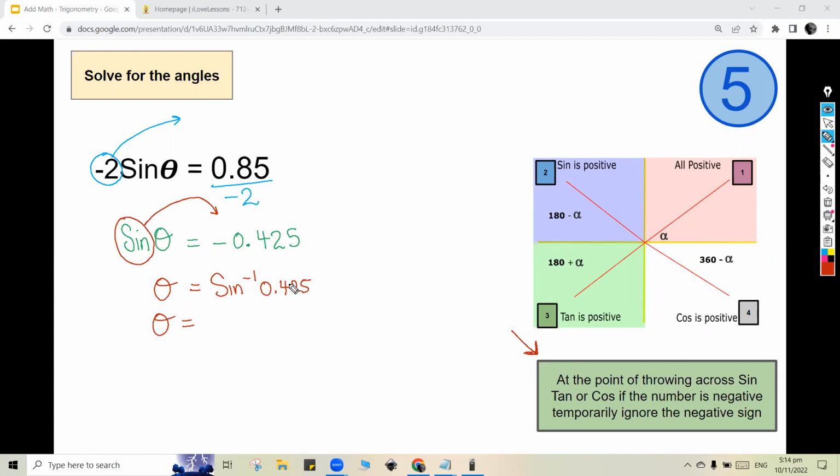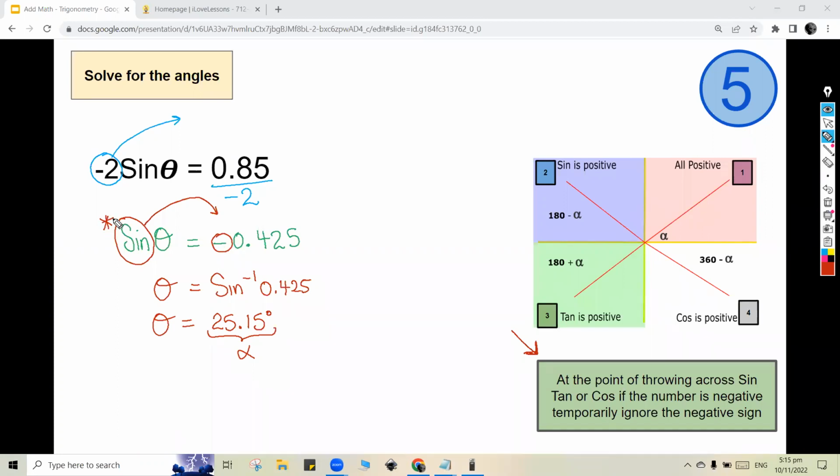Anybody want to work this out and send the answer for that? We're not finished. That's just the first piece of the question. Second function, sine inverse of 0.425, and we're getting 25.15 degrees. Make sure you keep it to 2 decimal places at least. Right. Now, this is our alpha value. But at the point of throwing across the sine, that is where we make the decision whether it's a positive question or negative question. So this is actually a negative question involving sine.